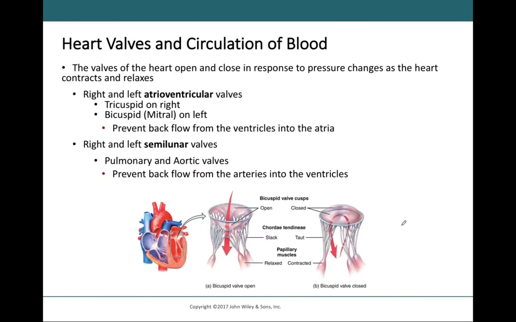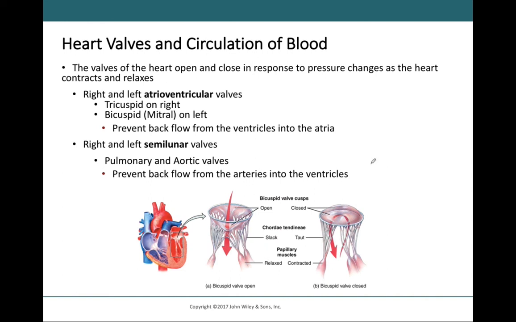So we're now going to direct our focus to the valves of the heart. I've already shown you that there are 4 valves. There's a tricuspid and a bicuspid, and there's an aortic and a pulmonary valve. So there's 4 valves that we have. And each valve is going to separate an atrium from a ventricle or a ventricle from a large blood vessel.